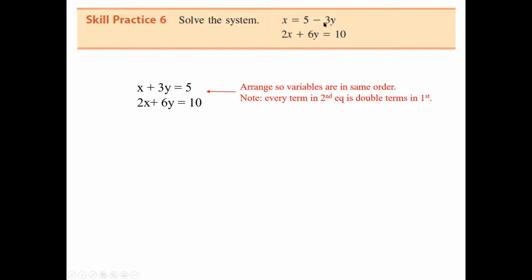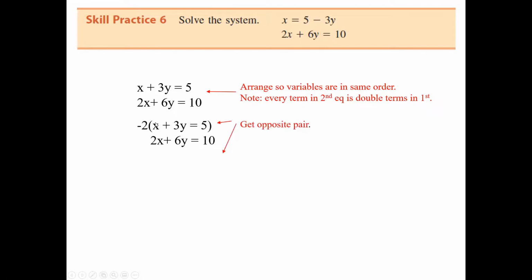Okay, we've got x equals 5 minus 3x, 2x plus 6y equals 10. We've already got an isolation up here. Okay. Now, in this case, we worked this problem the hard way. We didn't work it by substitution. Okay. But we did this. We put these in the same order. When we did that, we noticed that all of these are twice the first one.